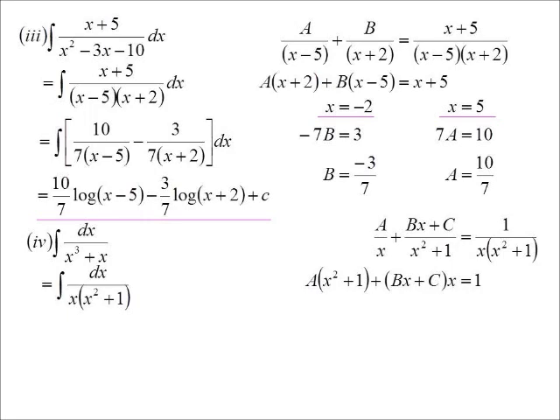Now, oh yes, if I make x equals 0, then the bx plus c is going to disappear. So I can still use that idea. I've got a equals 1.